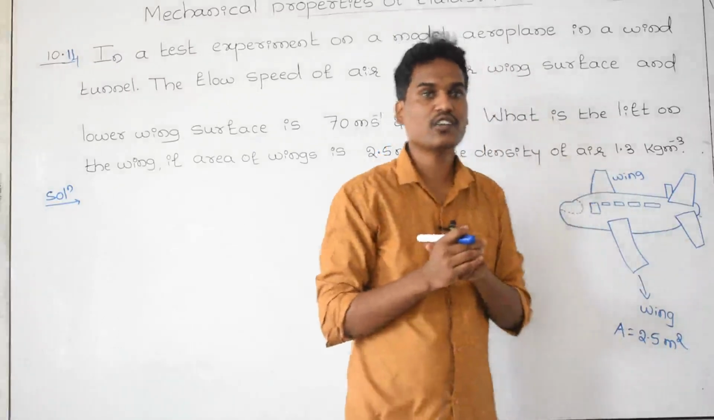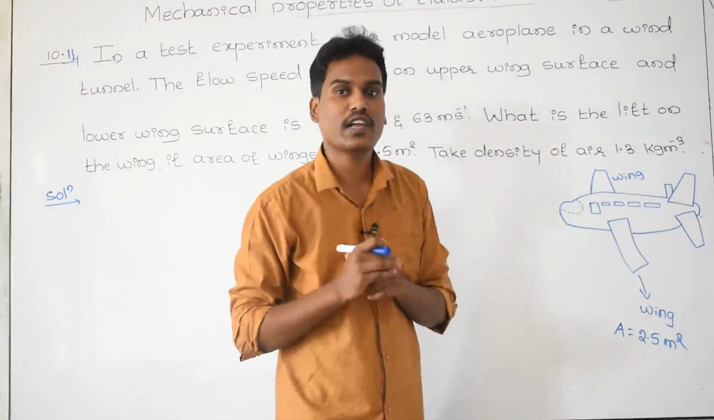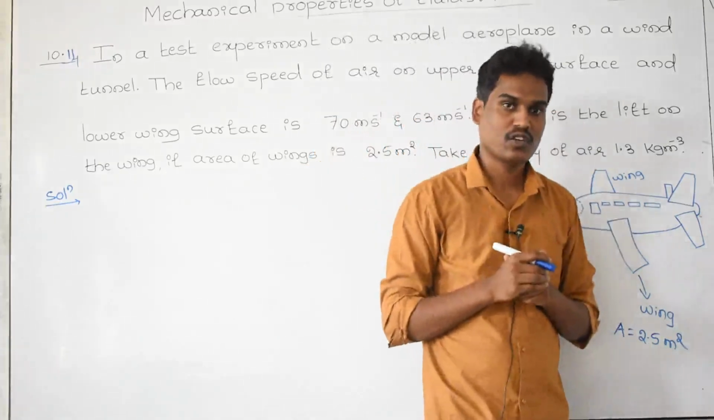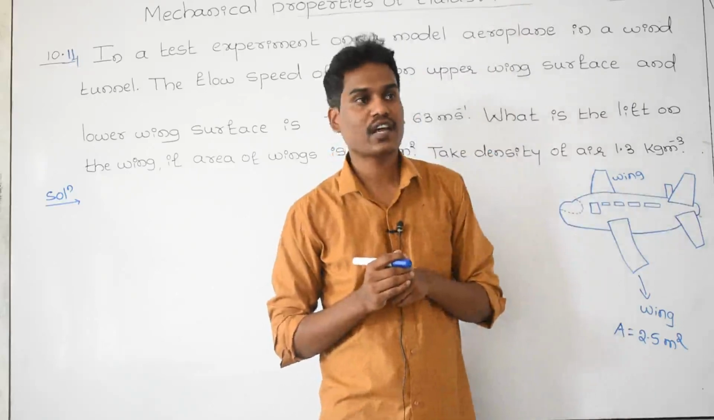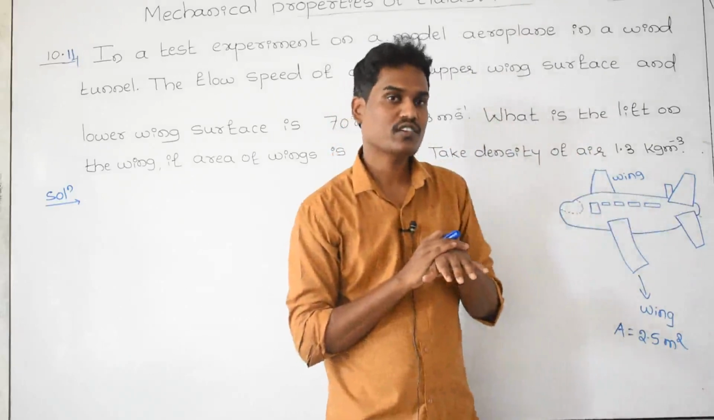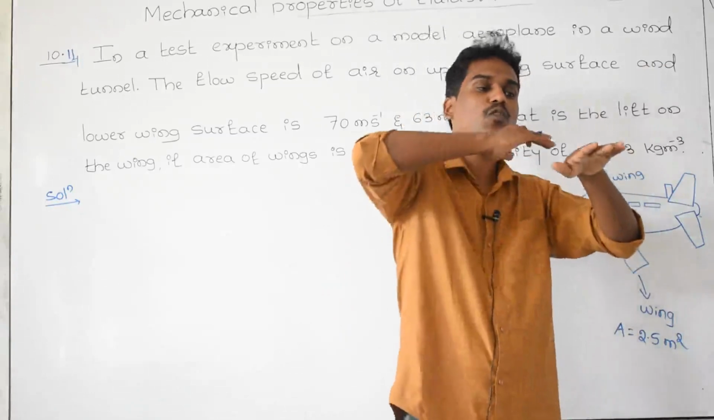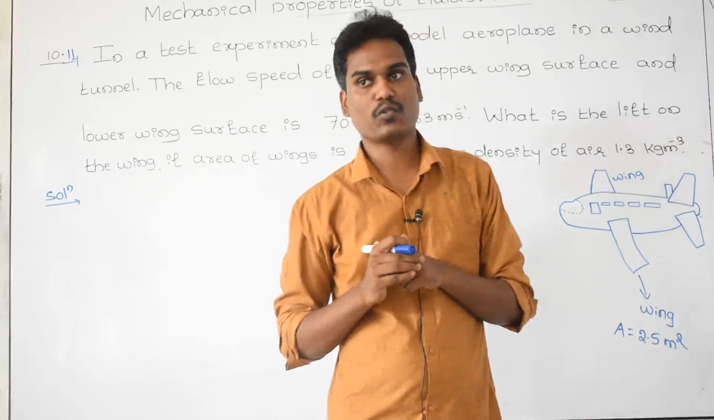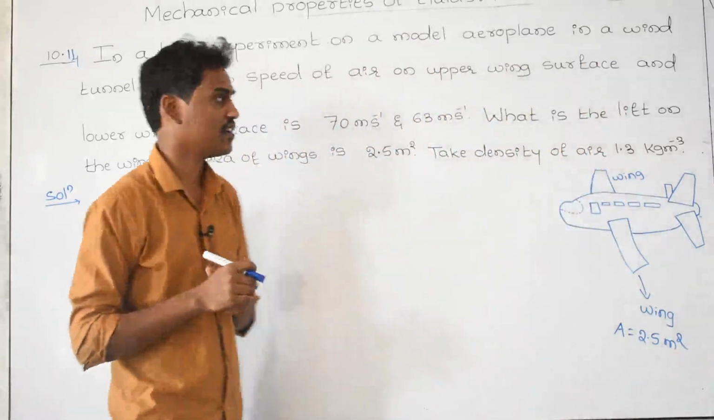And in theory I told you always the speed of air on the upper surface is more as compared with the lower surface. Whatever the object is, moving in space, it has two surfaces, one is the upper surface and another is the lower surface. Always while the object is in motion in space, the flow speed of air on the upper surface is always more as compared with the lower surface, and the same he has given in the question.